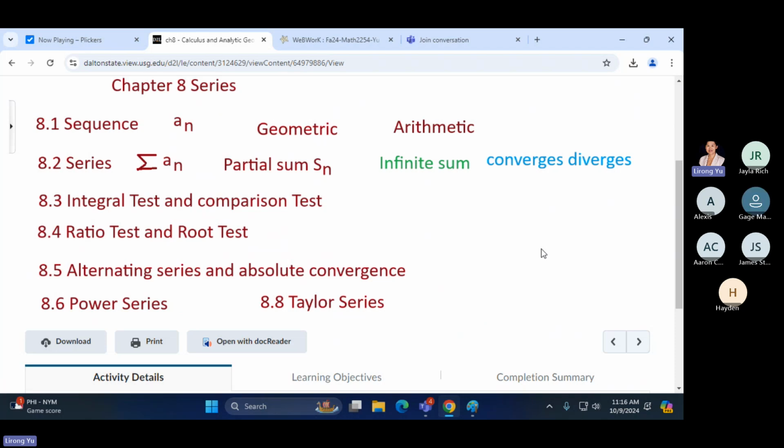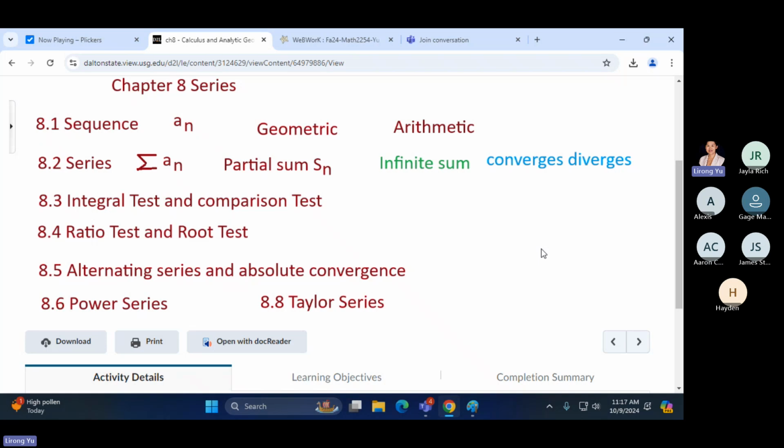For any series, there are two possibilities. It is either convergence or divergence. So you can use the adjectives convergent and divergent. If the infinite sum is finite, that's what we call a converging series. If it is equal to infinity, or if S of n has no limit value, that's what we call divergence. So 8.1 and 8.2 are pretty much conceptual understanding of the notion.